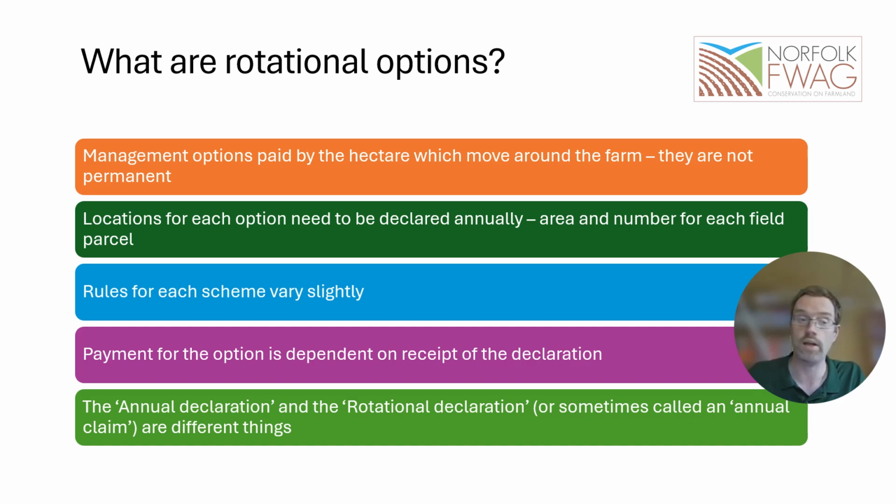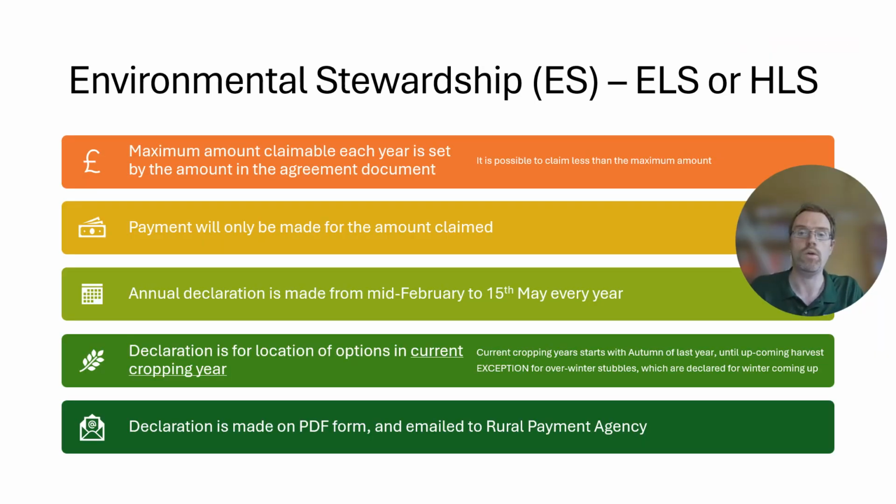So let's start by looking at the entry-level stewardship scheme or the higher-level stewardship scheme, or ELS or HLS. There are still some people who have higher-level stewardship schemes around. They've been around for a while now, and as such, because they're an older scheme, they generally work on the basis of a PDF form, which you have to fill in every year, and you have to email that back to the Rural Payments Agency.